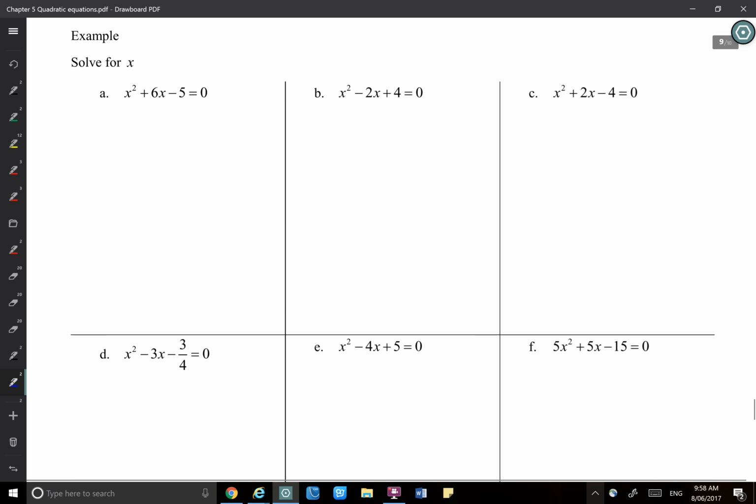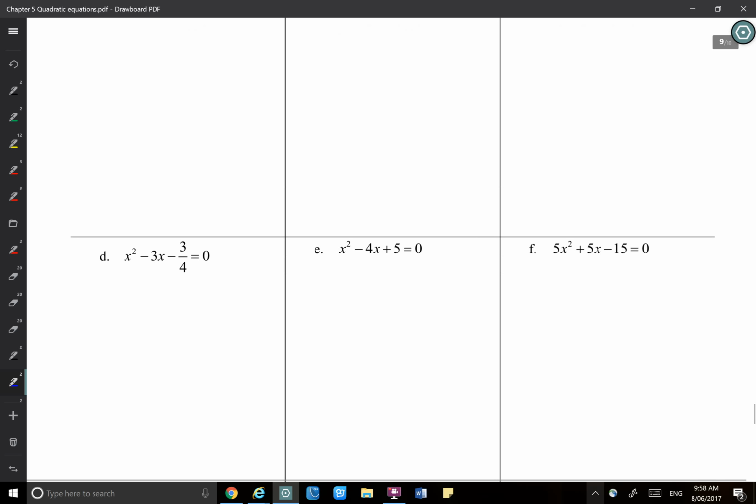So what I want you to do for the rest of the time is complete those 6 questions by using completing the square, factorize that, and find the x. Tell me whether there's one solution, two solutions, or no solution.